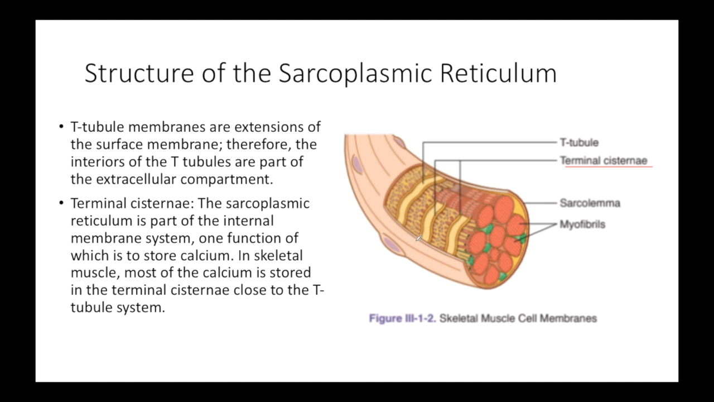This is the internal membrane system, where we have the sarcoplasmic reticulum storing our calcium. So that's this edge guy right here. And in skeletal muscle, which is what we're talking about today, most of the calcium is stored in this terminal cisternae close to the T-tubule system. As you can see, they pretty much look like they're part of the same structure right next to each other.